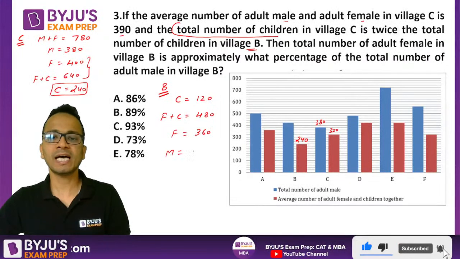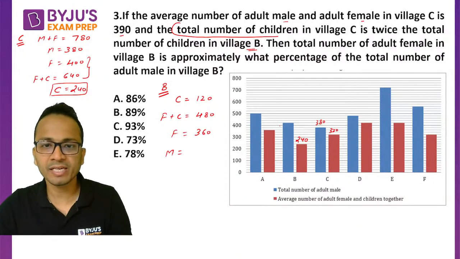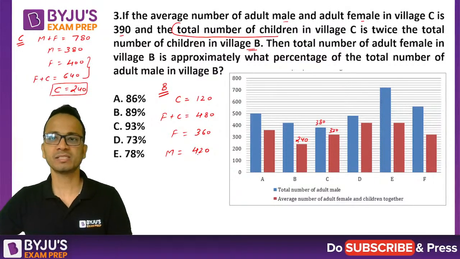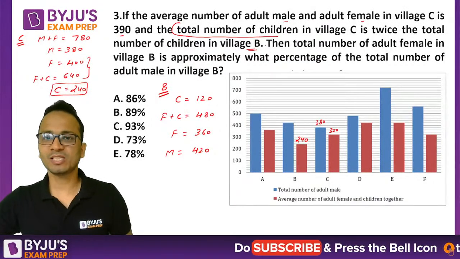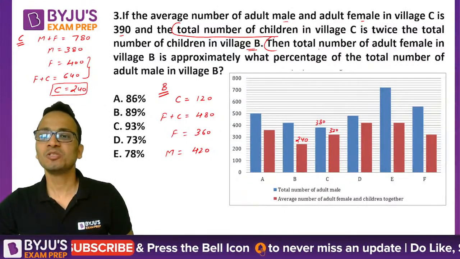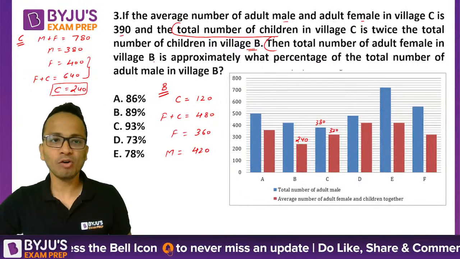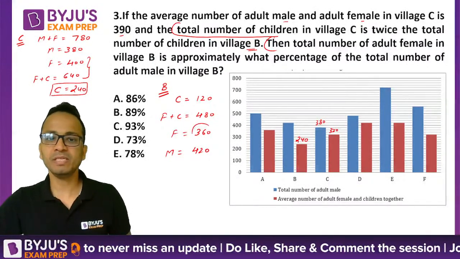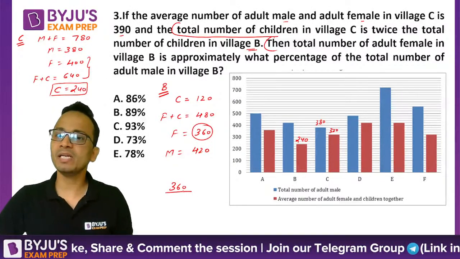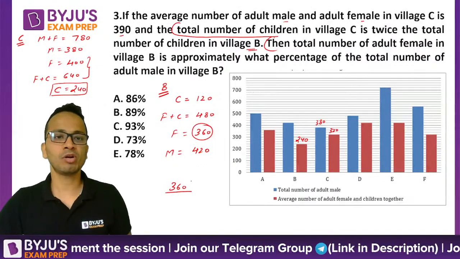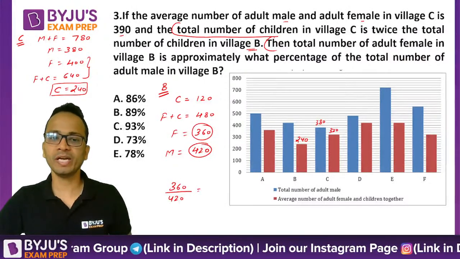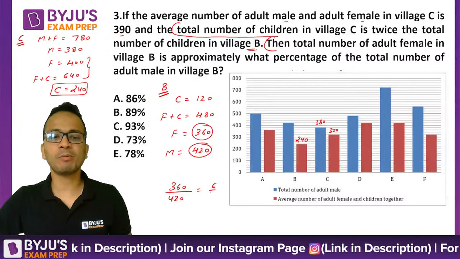The number of males, directly from the blue graph we calculate, 420. So 420 is the number of males. Now let's look at the last statement. Okay, so the total number of adult female of village B, that means they are talking about 360, is approximately what percentage of the total number of adult male of 420. So the denominator will be 420.